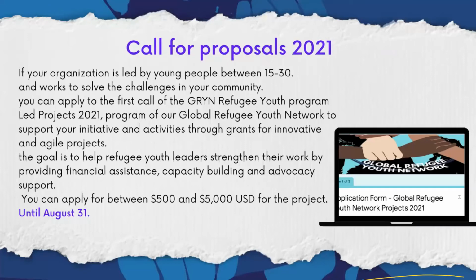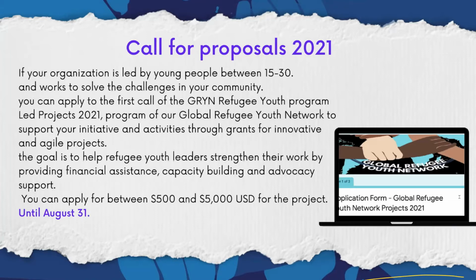Just as I said before, last week on the 6th of August, we shared our first cycle of call for proposals for young people to apply for funding. If you are a youth-led organization led by young people between the ages of 15 and 30, and you work to solve a problem or challenge in your community, you can apply for this funding. The first GRYN funding is to help refugee youth-led projects like in 2021. Our goal this year is to support your initiative and activity through a grant for innovative and agile projects.